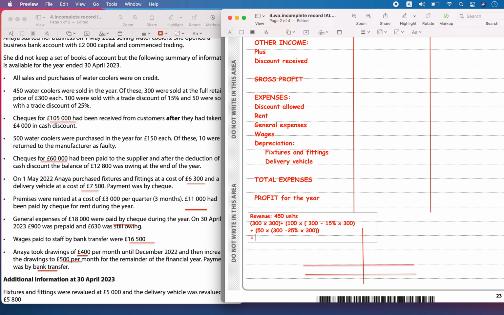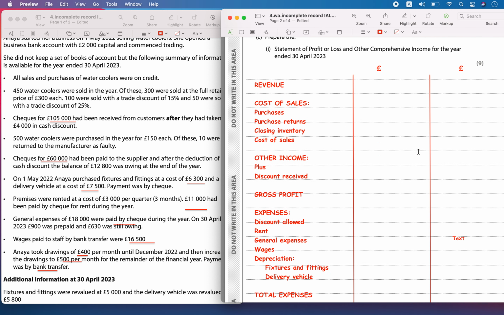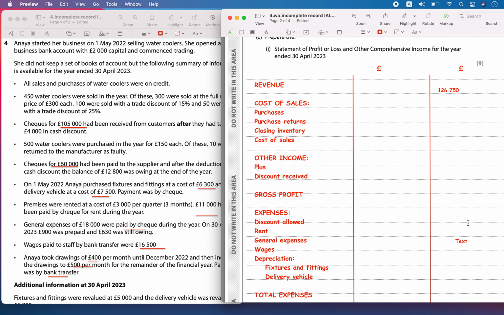So if you calculate, the total value sold was 126,750. Okay, so this was the value of the revenue they earned. So let's record this, 126,750. Then we have cost of sales, so that is purchases. The purchases were 500 at 150. So let's record this also. So 500 at 150 pounds. So that was equal to 75,000 pounds.